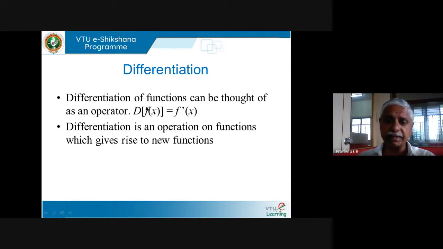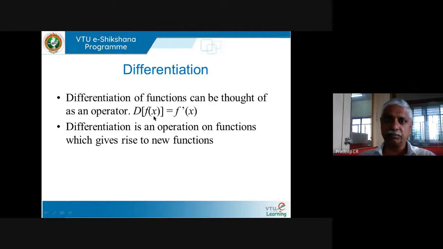So for example, if f of x is equal to x squared, f dash x is 2x. So I will say D is an operator which will convert x squared to 2x. Convert, for lack of a better word, I'm using that. D will transform x squared to 2x. D will transform sin x to cos x. D will transform some other function, x cube plus cos x, to 3x square minus sin x. Basically derivatives. You give me a function, D of that is another function. So I must think of D as an operation on functions which gives rise to new functions.